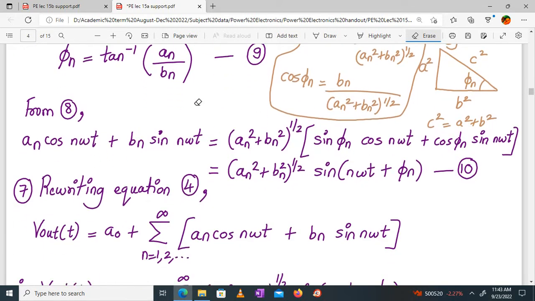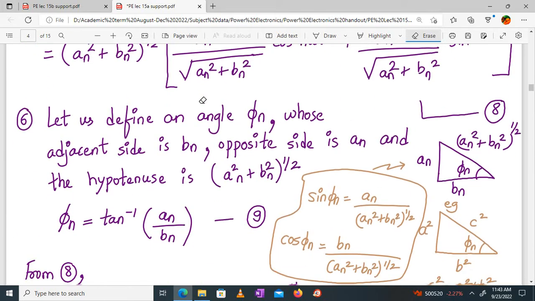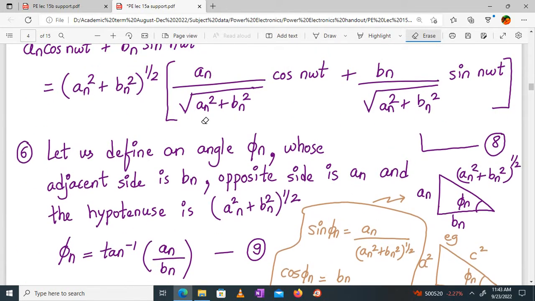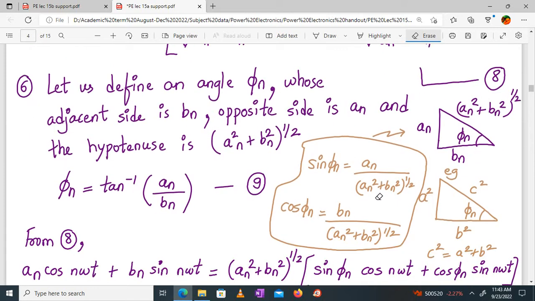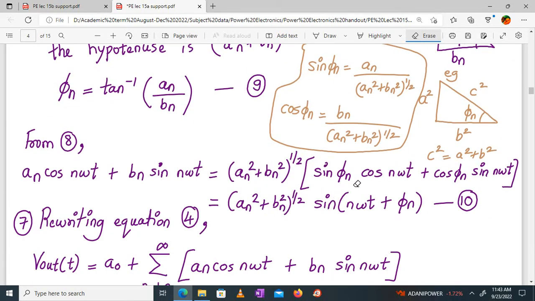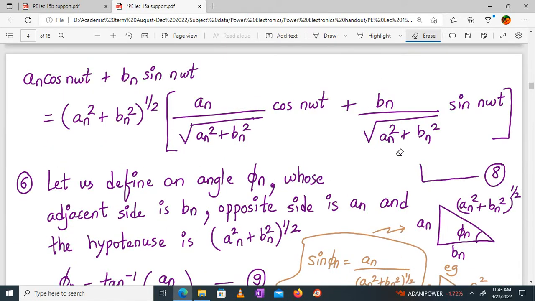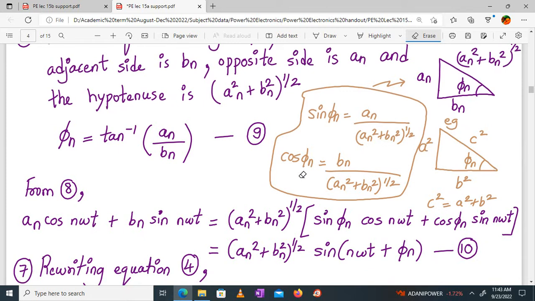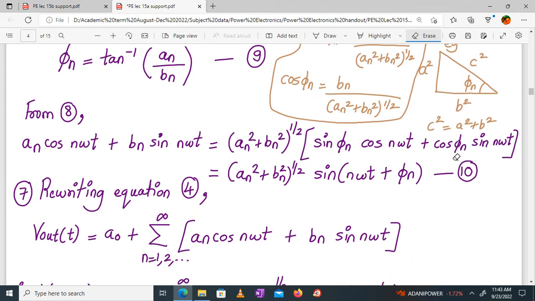Now from equation number 8, what is an upon an square plus bn square raised to half? Sin phi n. That is what we have written. Sin phi n into cos n omega t. And what is bn upon square root of an square plus bn square? Cos phi n. So here we have written cos phi n. Now here there is a term sin a cos b plus cos a sin b. So it will be sin of a plus b. Right? Again another trigonometric relation.